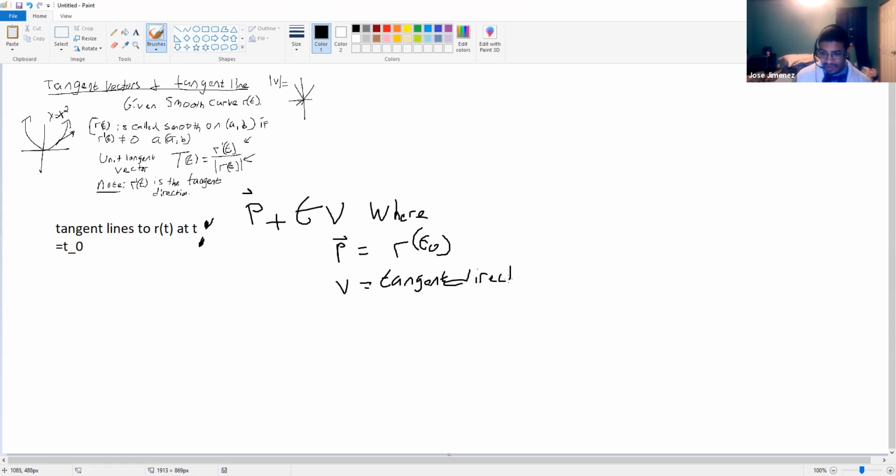At t naught, of r prime of t naught. And let me try to make it look legible so that when Joe and Derek look at it, they can actually read it. There we go.